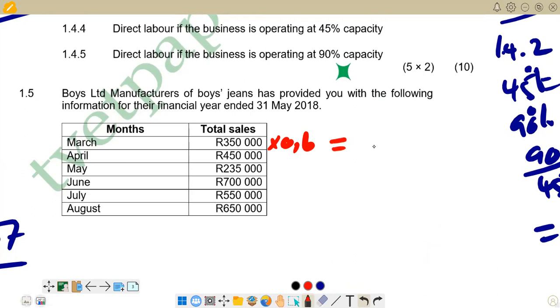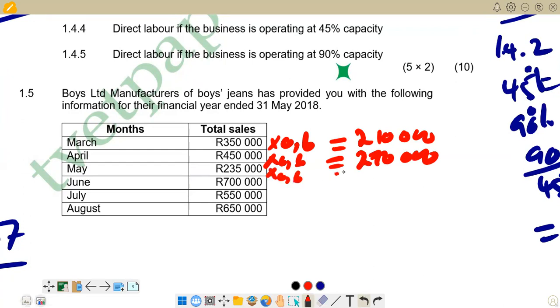When you multiply correctly for March, you are supposed to get 210,000. That's the credit sales for March. For April, you multiply by 0.6 again, and you are supposed to get 270,000. Then you go to May, multiply by 0.6 again. For May, you are supposed to get 141,000. Then this one again, you multiply by 0.6. You are supposed to get 700,000 for June, multiplied by 0.6, which gives 420,000.